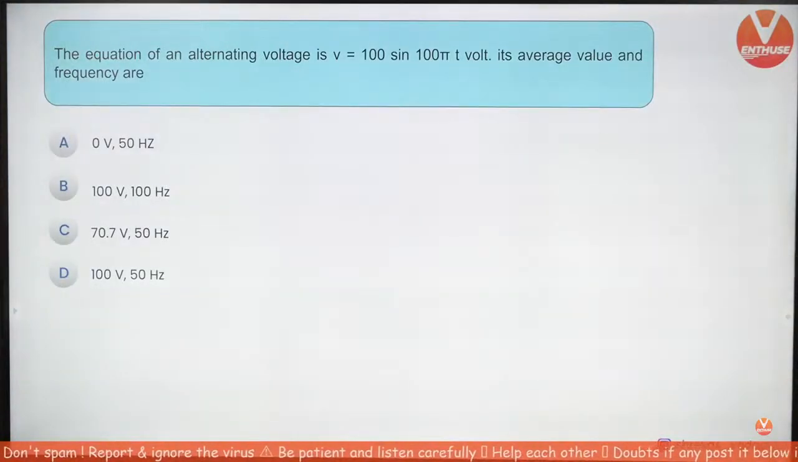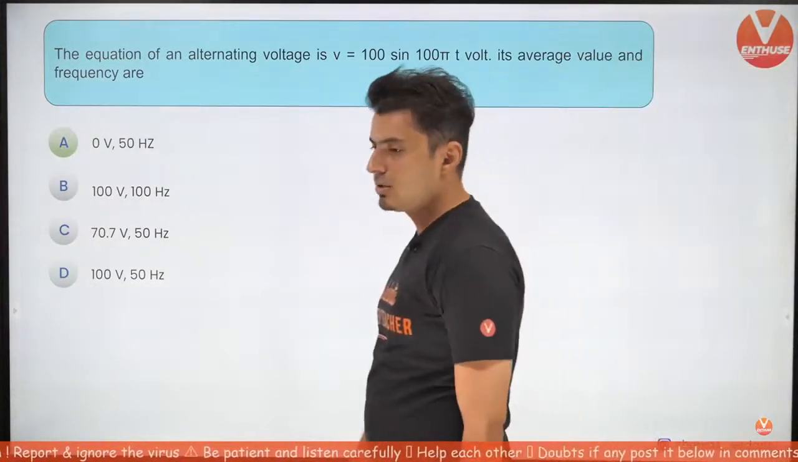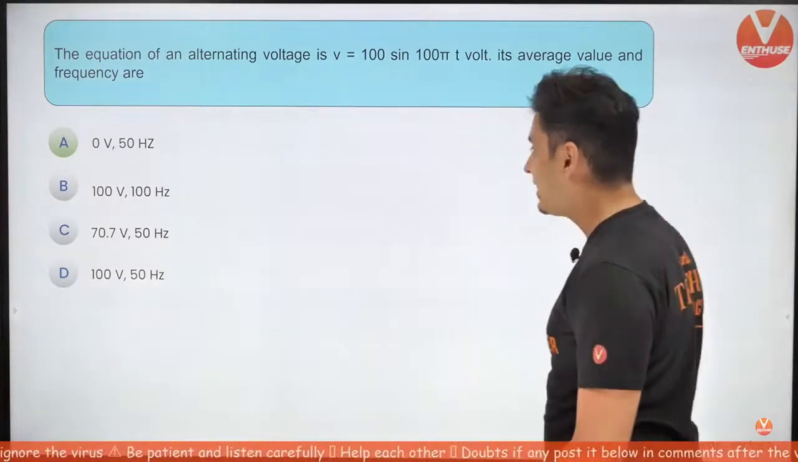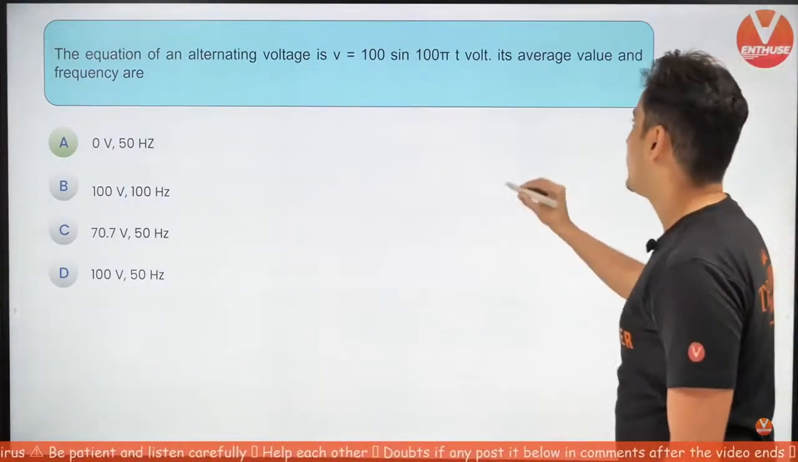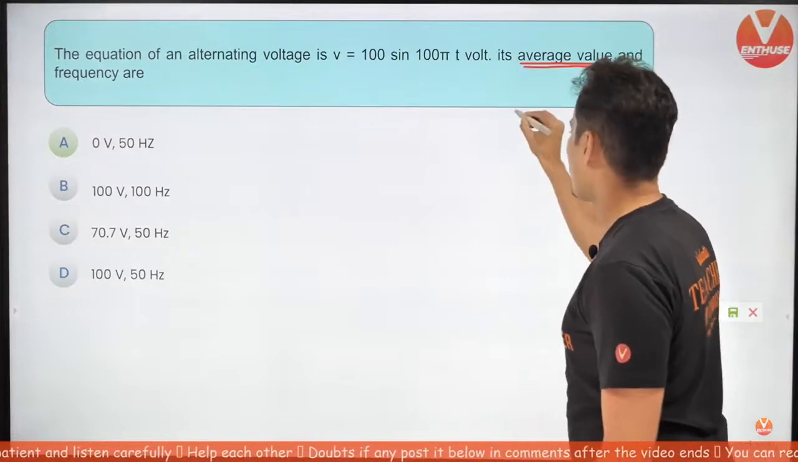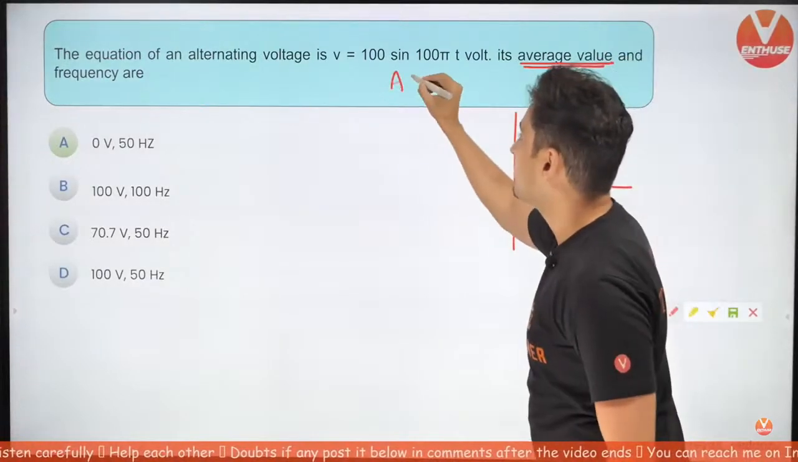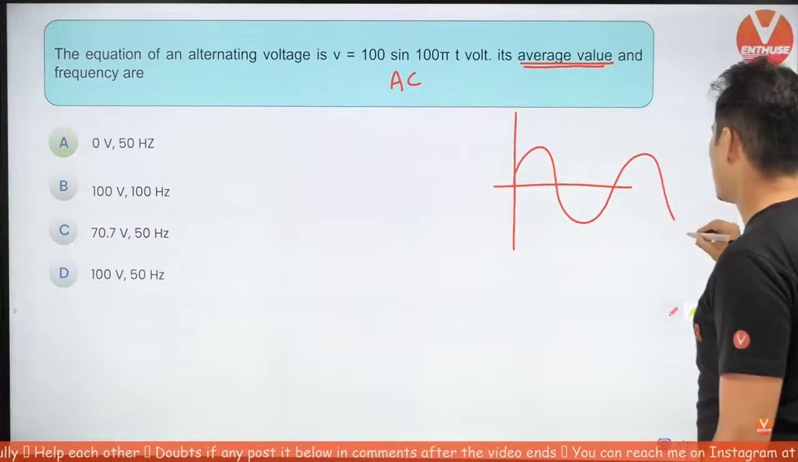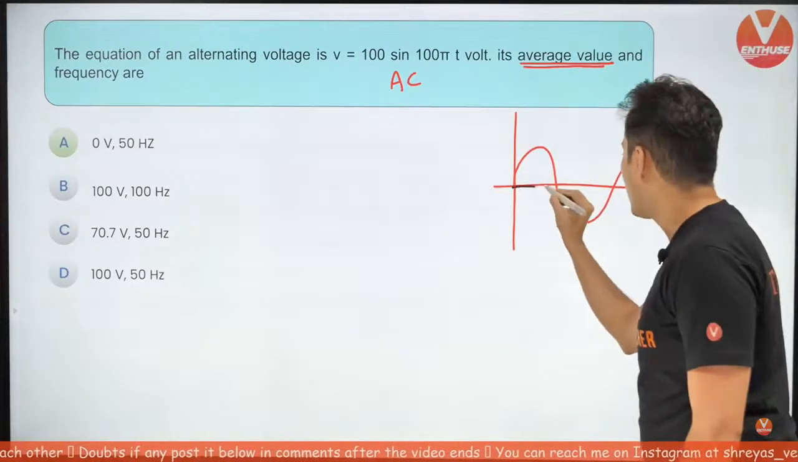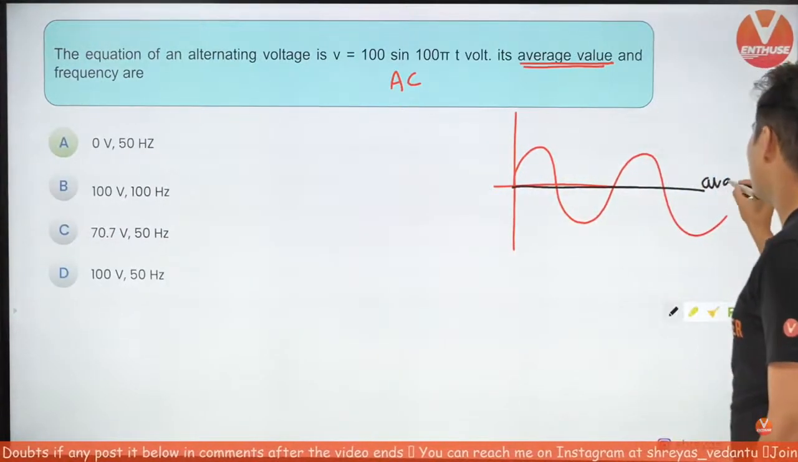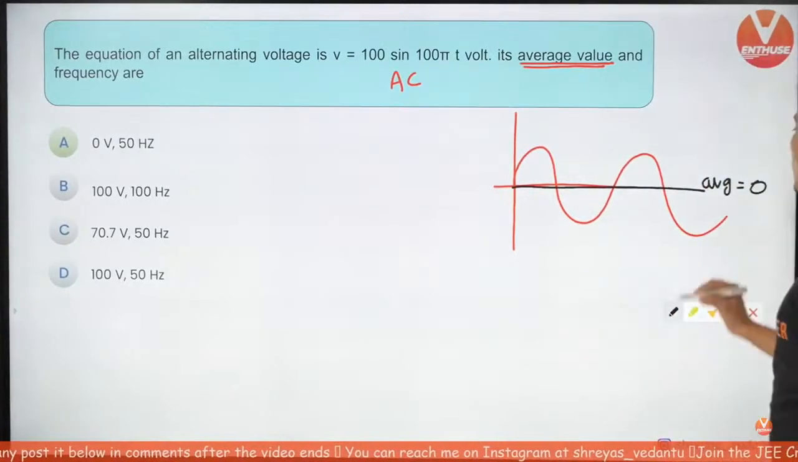Well, meanwhile, the answer for this is not C. It is actually A. Please read the question carefully. See what it says: average value. This is AC voltage, so it goes up, goes down, goes up, goes down. What is the average? The average is this. This is the average, and the average will be 0.